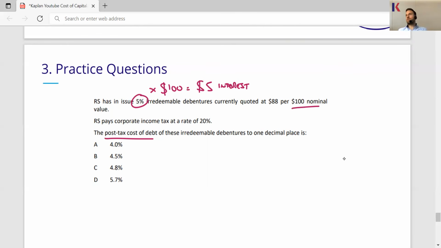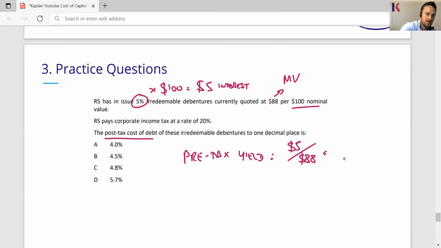So it's always going to be 5% of 100 when we're doing this, not 5% of 88. It's not based on the market value. That's the market value there. When it says quoted at, that's the market value. It's always 5% of the nominal value. So the pre-tax yield, if I'm an investor, I'm getting $5 of interest on a bond that cost me 88. So if you do 5 over 88, you end up with 5.7%.